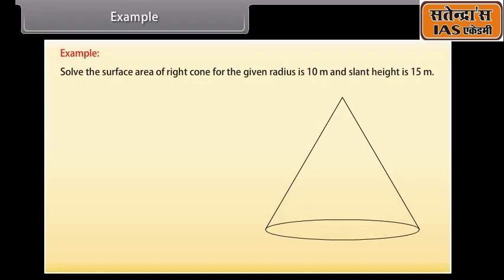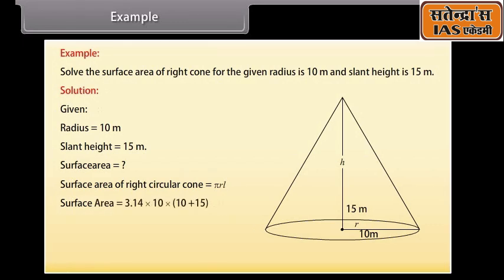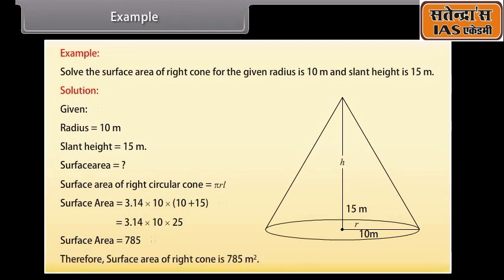Example: find the surface area of a right cone for the given radius of 10 meter and slant height of 15 meter. Solution: radius and slant height, which are 10 and 15 meter respectively, have been given. We have to find the surface area. We know that surface area of a cone is equal to pi r into L plus r. Therefore, by substituting the values we get, surface area is equal to 3.14 into 10 into 10 plus 15. By solving this, we get surface area is 785. Therefore, surface area of the right cone is 785 square meter.